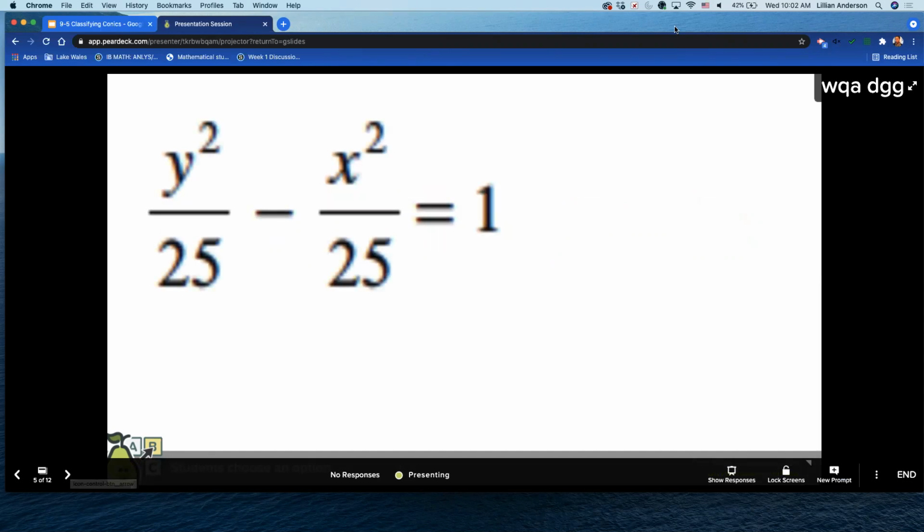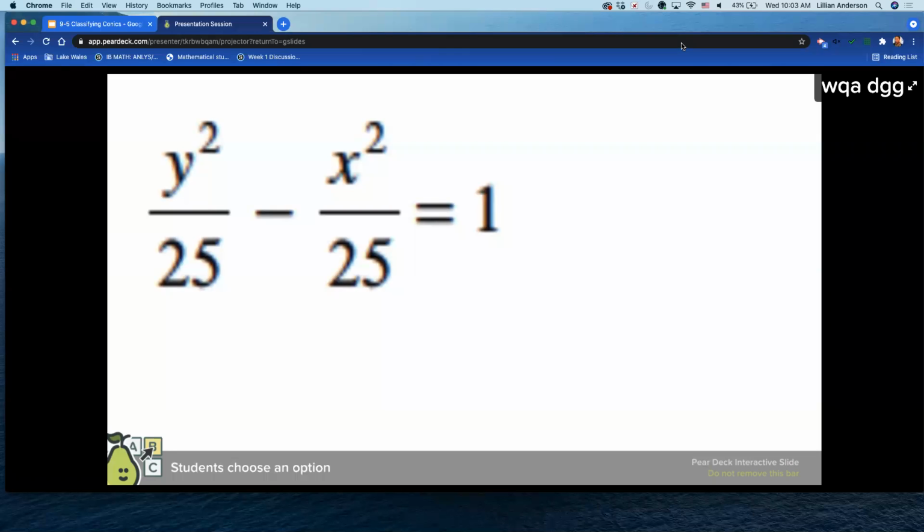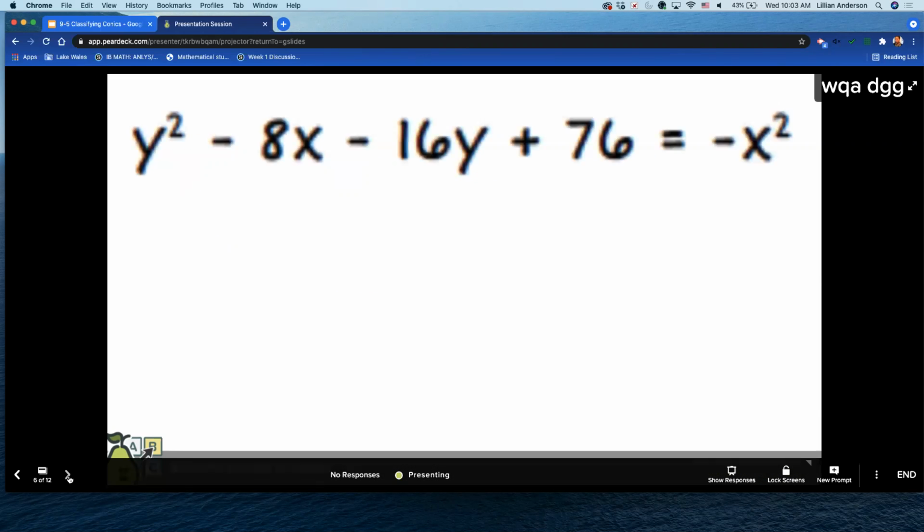20 seconds. Which conic is it? Hyperbola. How do you know? Because there are different signs. Exactly. There are different signs. Even though their coefficients are equal, the fact is that that's a minus. That minus trumps the fact that the coefficients are equal. Very good. Here's the next one.